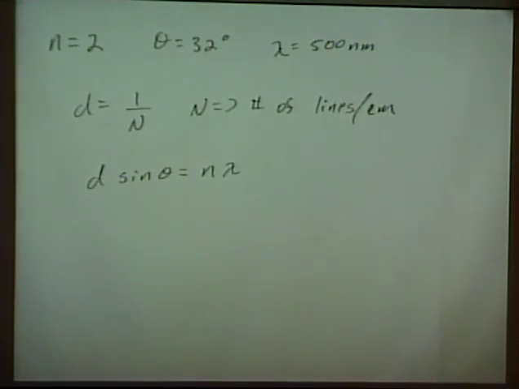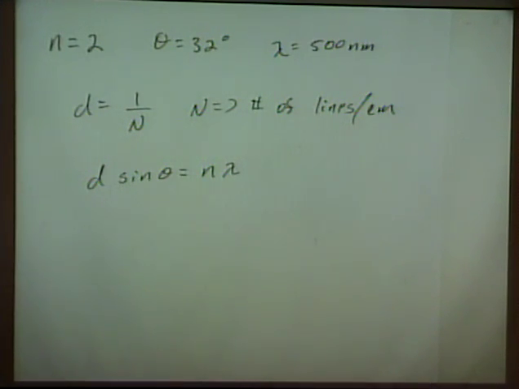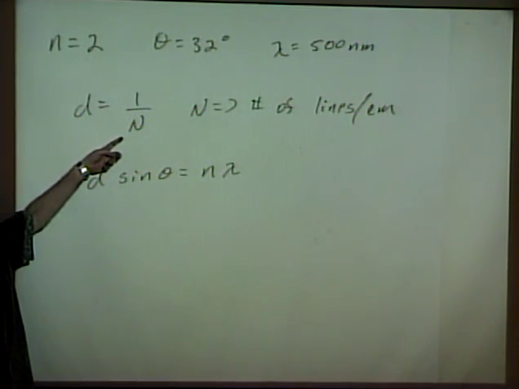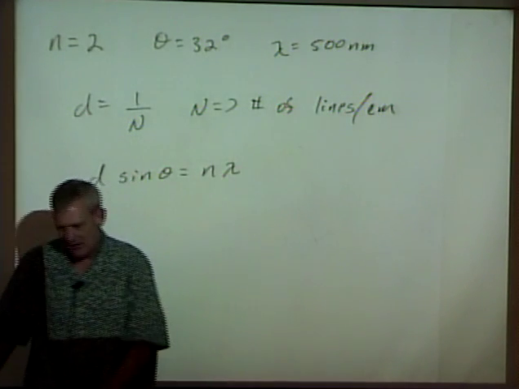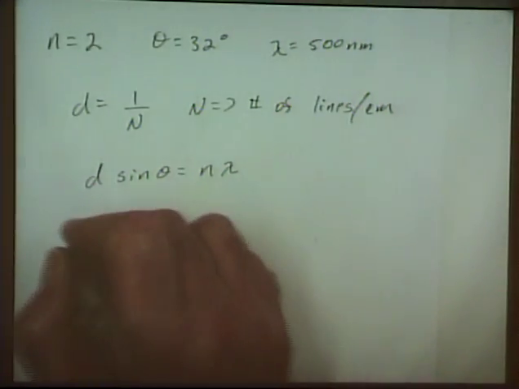This is on page 825. All right, so I need to find d. Once I find d, I can just flip it over, take the inverse of it, and get the number of lines per centimeter on this thing. So let's solve for d. First of all, I got to change lambda. Since d is going to be in centimeters, I got to change lambda to centimeters.